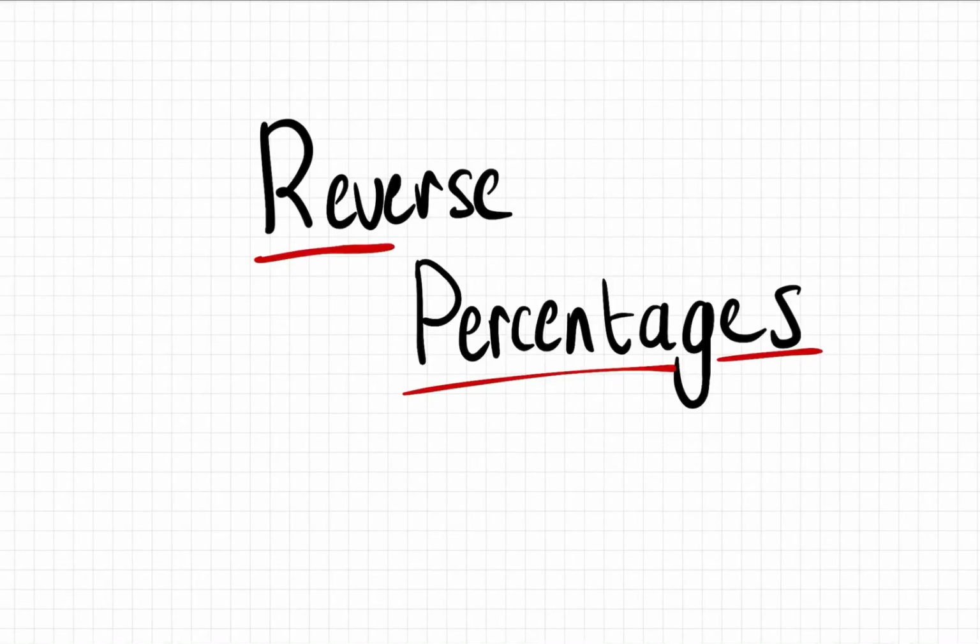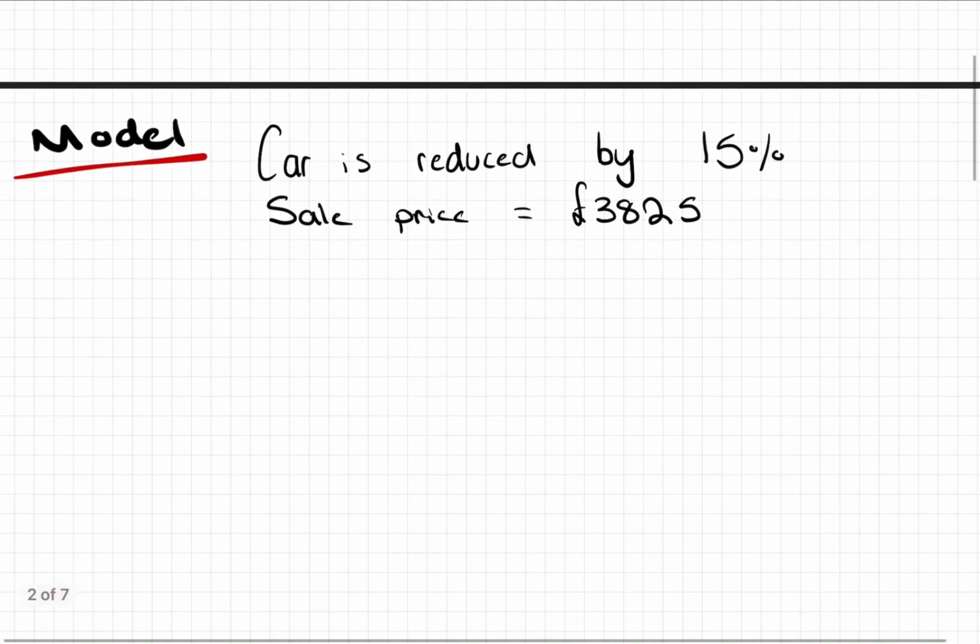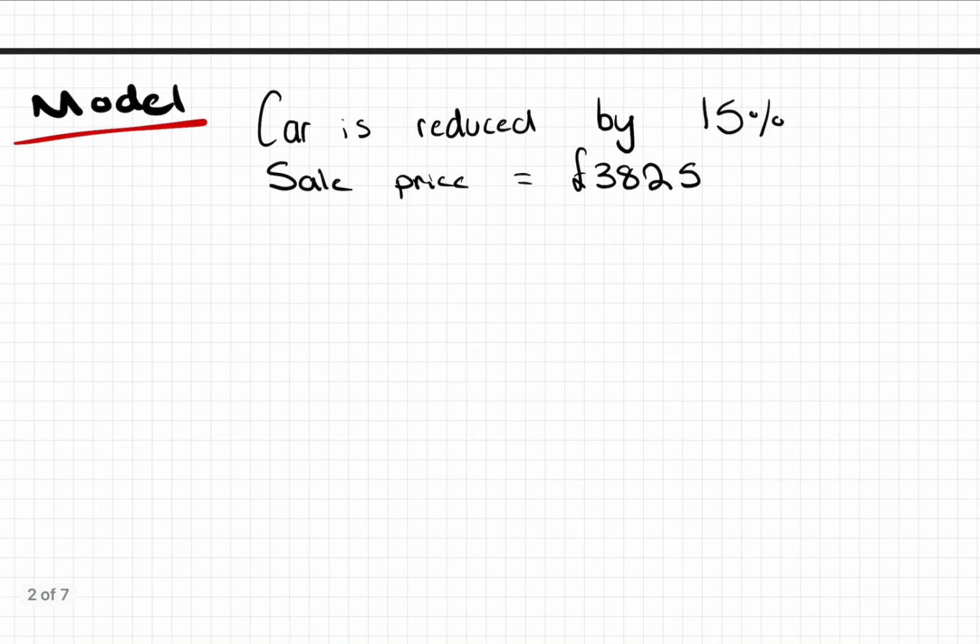Okay, for today's lesson, we are looking at reverse percentages again, but we're looking at an alternative method. So, a car was reduced by 15%, and the new sale price is £3,825. So straight away, we know that 100% take away 15%, the new car is 85% of its original value.